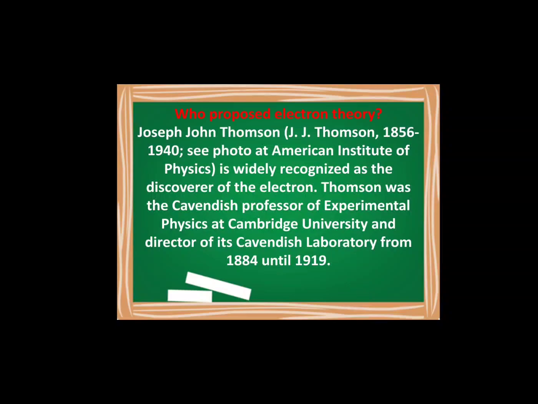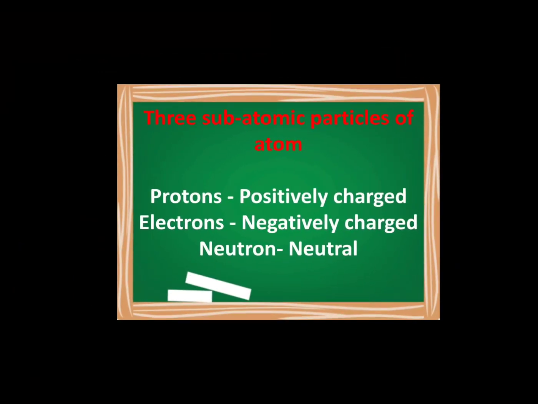So, si Joseph John Thomson, from 1856 to 1940, is widely recognized as the discoverer of the electron. So, si Thomson daw yung discoverer of the electron. Thomson was the Cavendish Professor of Experimental Physics at Cambridge University and director of the Cavendish Laboratory from 1884 until 1919. So, sinong nag-propose ng electron theory? Si Joseph John Thomson.